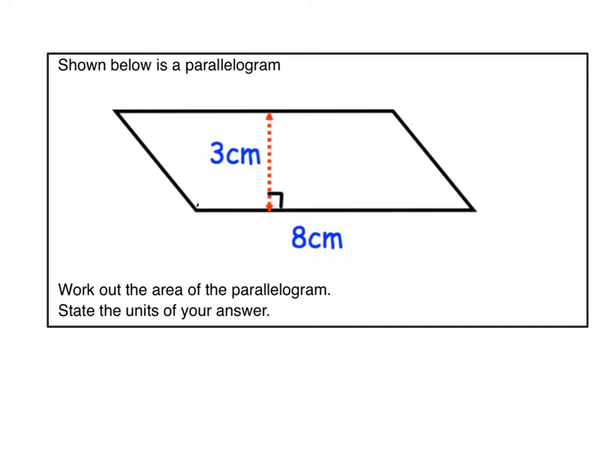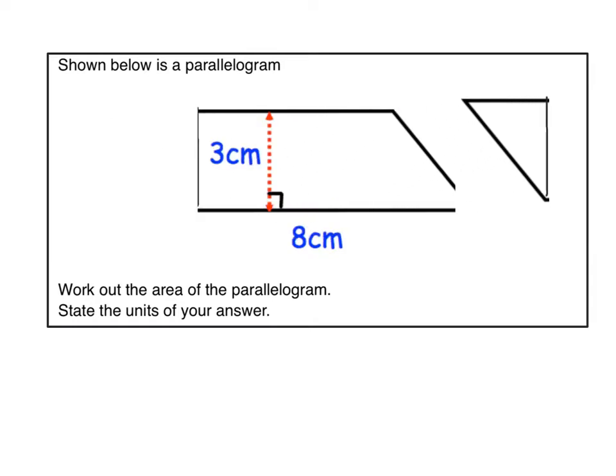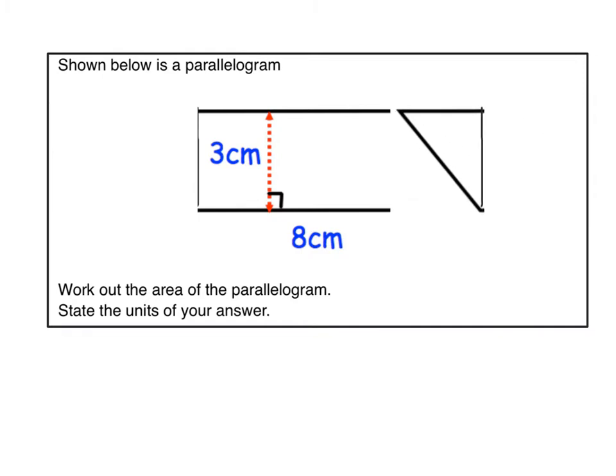If I just chop this parallelogram here, and what I'm actually going to do is take this here and pop it over there. So I've got rid of it from over here and I've moved it over to here. And you can see that what we've got is a rectangle. And we know what the area for a rectangle is.